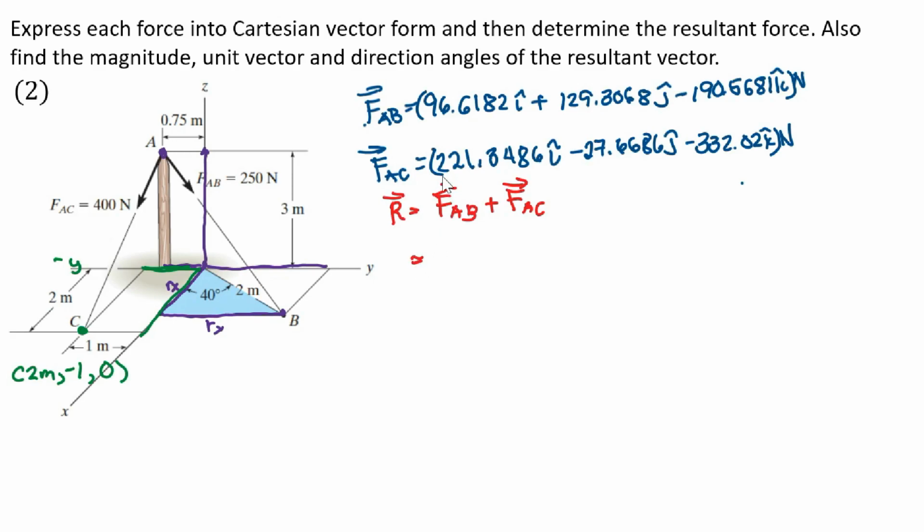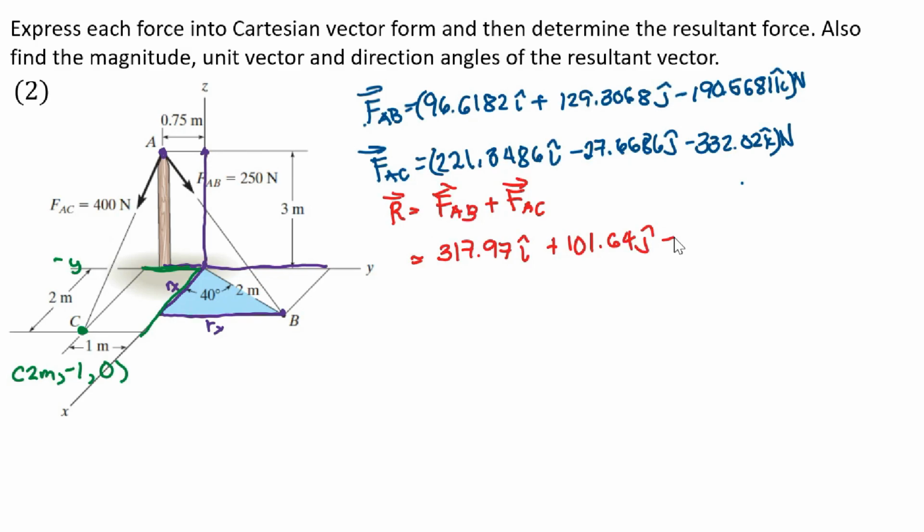So, if we now add 96.6182 i hat plus 221.3486 i hat, it is equal to 317.97 i hat. Then, 129.368 j plus negative 27.6686 j hat. So the answer is positive 101.64 j hat. We will only have two decimals because this is the final answer.